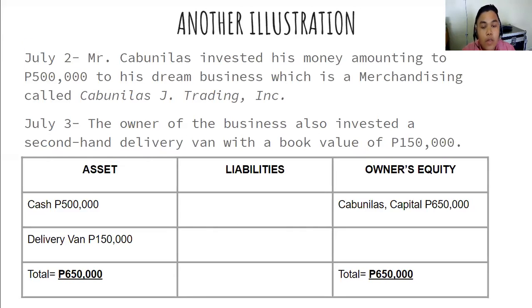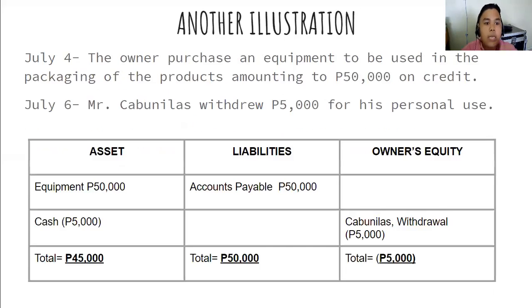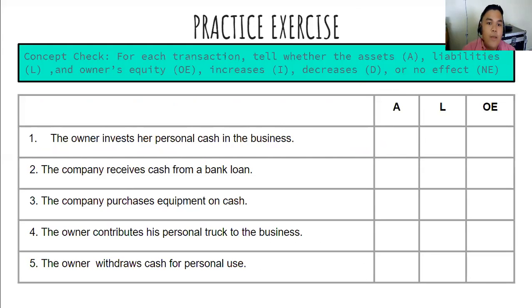Okay, so we have another illustration that will help us to understand more on what is the accounting equation. We have a transaction on July 2, on July 3, on July 4, and on July 6. In order for us to practice what we have learned, we will have this practice exercise. Miss Okaba, can you read the concept check, please?